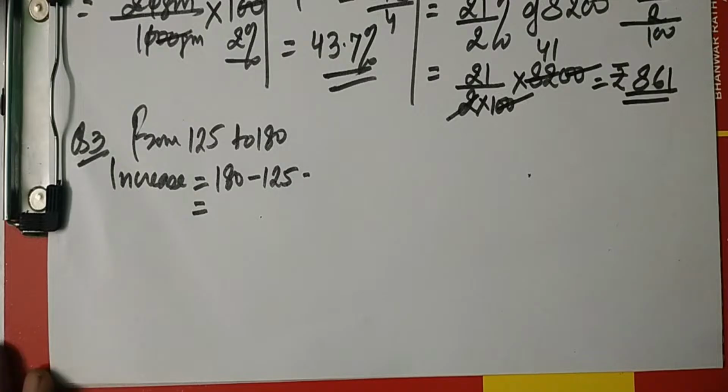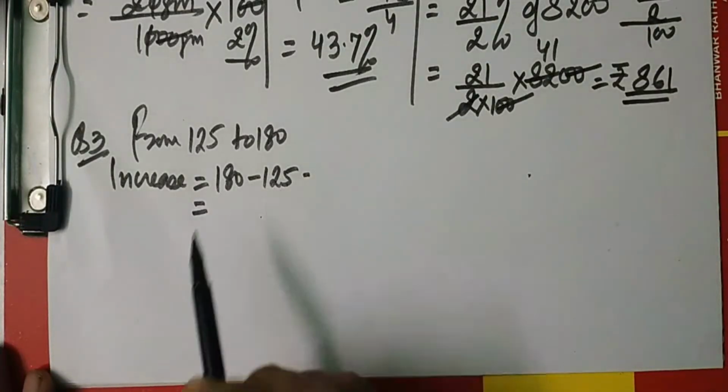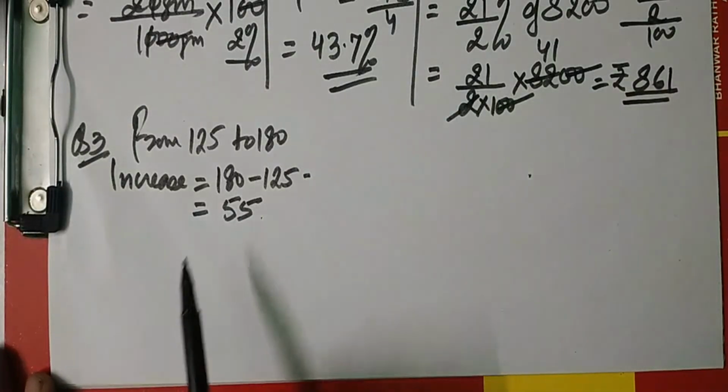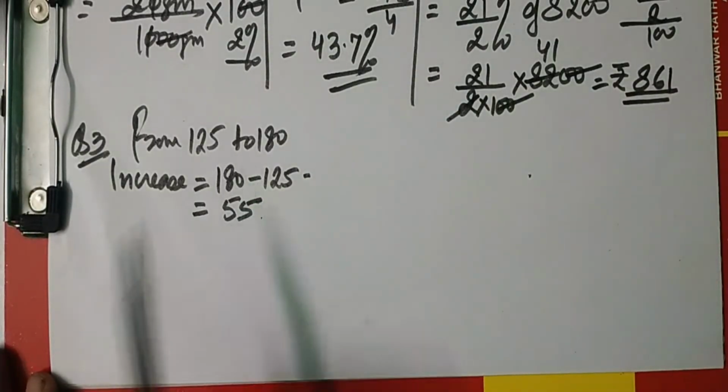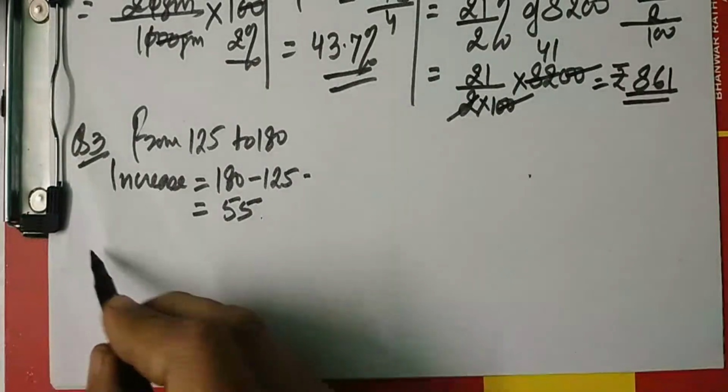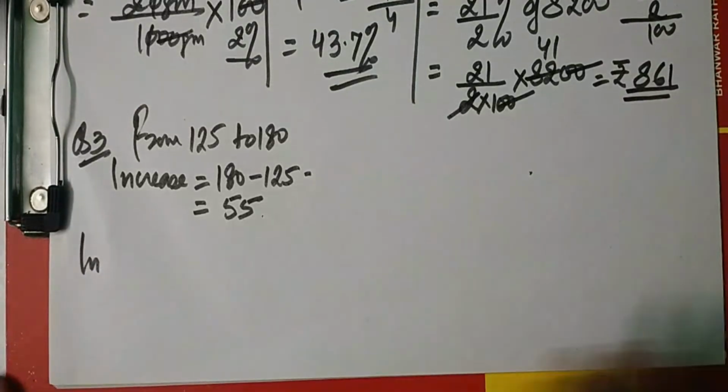Subtract. So when you subtract, it will become 55. A number is increased from 125 to 180, so 180 minus 125 is 55. So 55 is the increase. Now you have to find the increase percent.